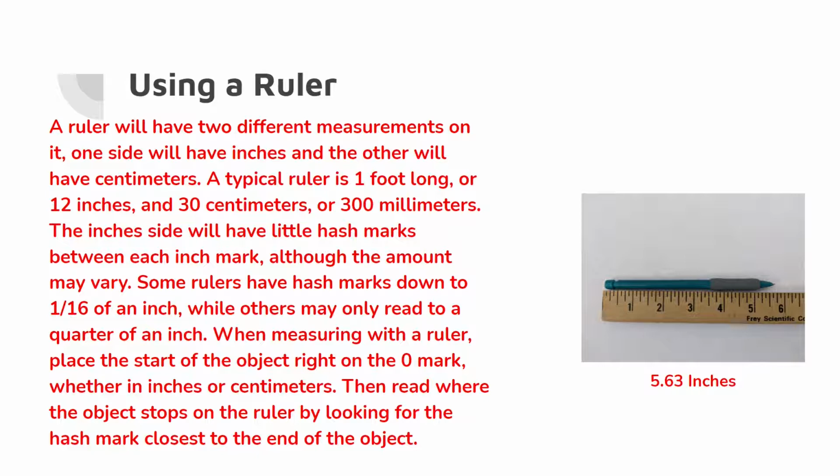When measuring with a ruler, place the start of the object on the 0 mark, whether in inches or centimeters. Then read where the object stops on the ruler by looking for the hash mark closest to the end of the object.